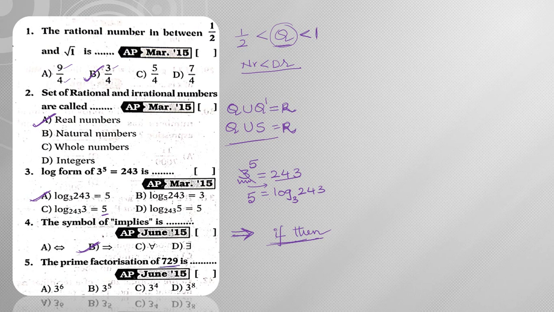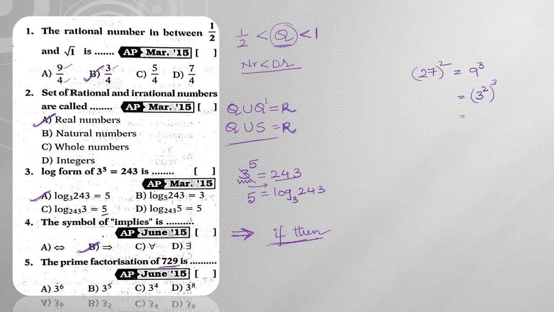Next, the prime factorization of 729. We need to do prime factorization of 729. 729 is nothing but 27 whole square. You need to remember the squares till 50 or till 60. 27 square is 729. We have one more, that is 9 cube. So this is also equal to 9 cube. Since I need prime factorization, 9 I can write as 3 square whole cube.